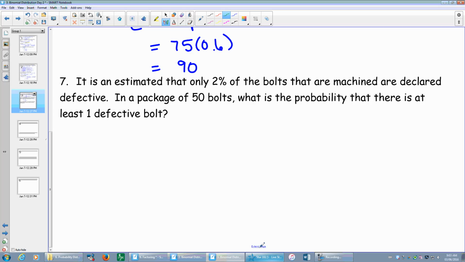It is estimated that only 2% of the bolts that are machined are declared defective. In a package of 50 bolts, what is the probability that there is at least one defective bolt? Okay, so when I'm doing this, again here, n is my 50, which is the number of bolts. I want here the probability of at least one defective.